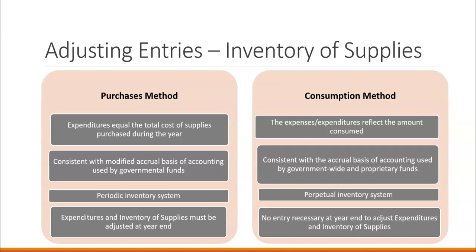So the consumption method is where our expenses and expenditures reflect the amount consumed. This is similar to a perpetual inventory system, and we don't need to do an adjusting entry then because we record supplies as we consume them. Of course, we're going to have an example when we get to examples where we look at both sides of this, and your textbook covers the examples in the chapter 4 reading also.